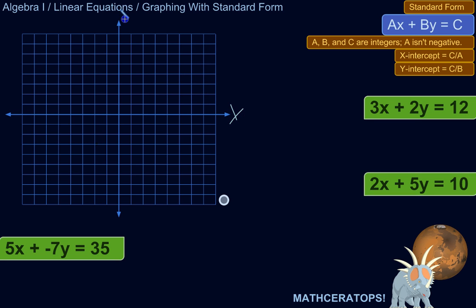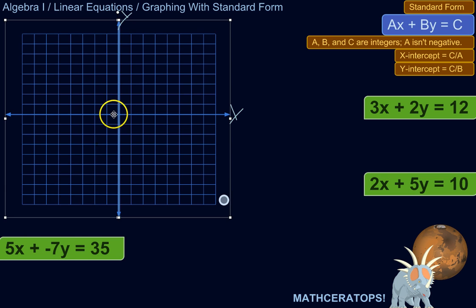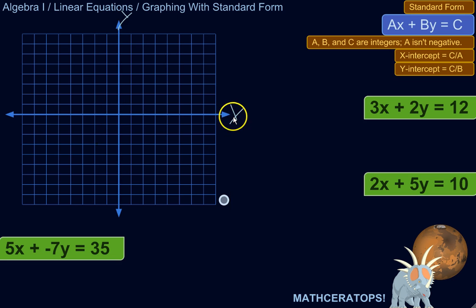So the x-intercept is where the line crosses the x-axis. Let me make my axes more visible, actually. Let me just draw a line like that. The y-intercept would be where this line crosses the y-axis. The x-intercept is where it crosses the x-axis. And so y is 0 at the x-intercept, and x is 0 at the y-intercept. So you can find the x and y intercepts by setting x and y to 0.